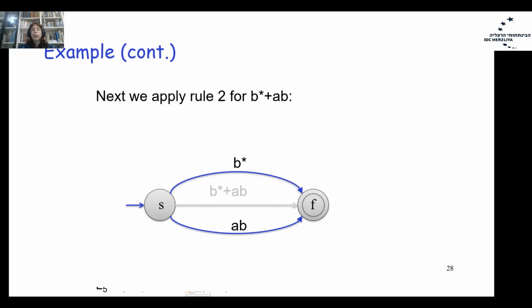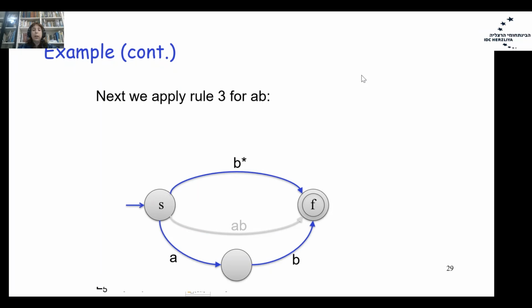So now we have a new automaton with two transitions from S to F. Now we will apply rule number 3, and we will divide the concatenation between a and b. We will add a new state between a and b, and we will have an edge from S to the new state with a, and from the new state to F with b.